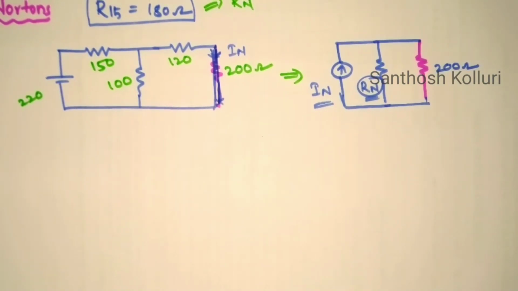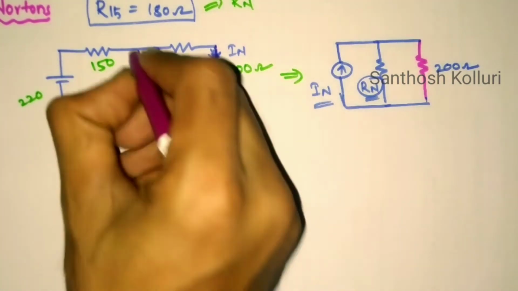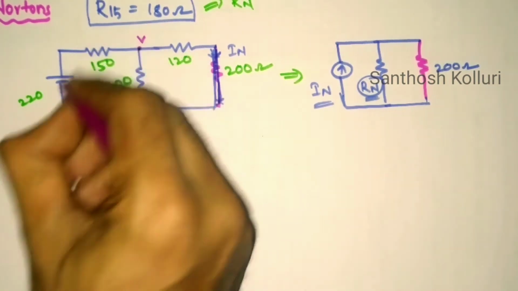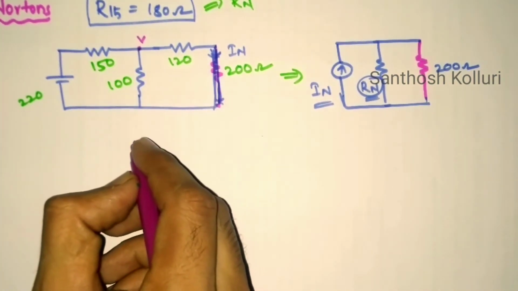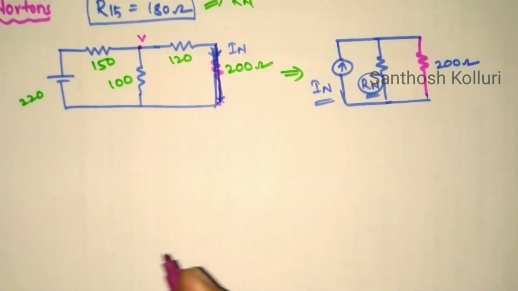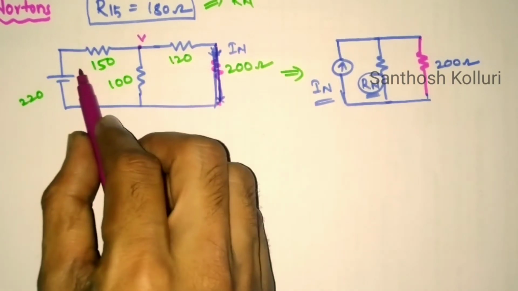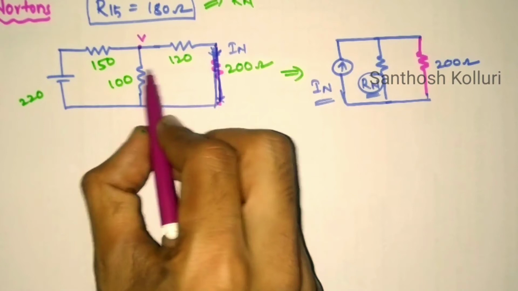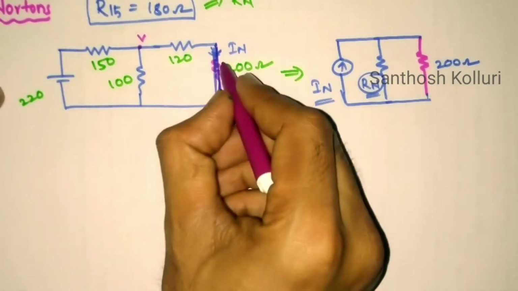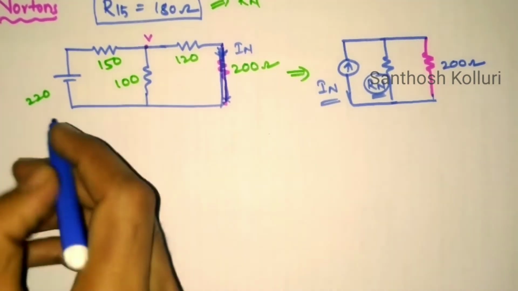If I want to calculate the Norton's current, I can apply KCL at this node. Or we have another method: calculate the equivalent resistance value, then calculate the total current, and then by using the current division principle, we can calculate this Norton's current. So we can do it by two methods. Here I am going for the second method.